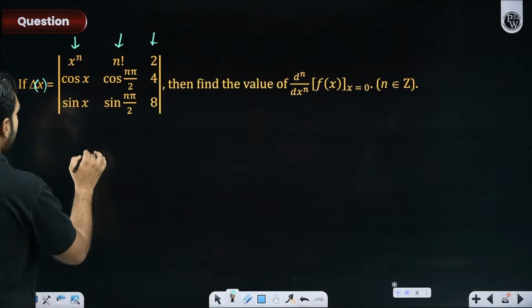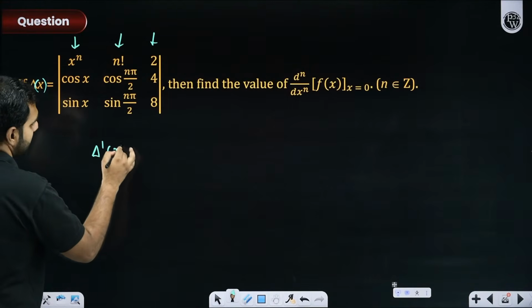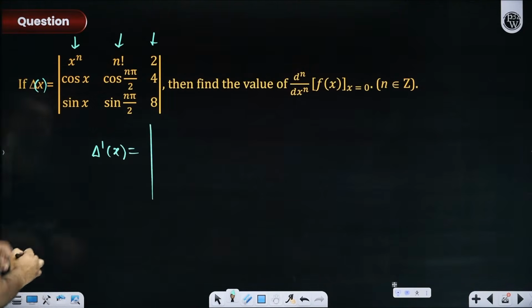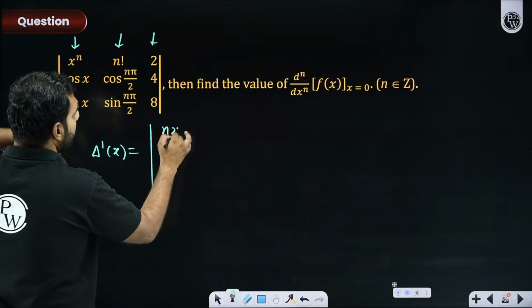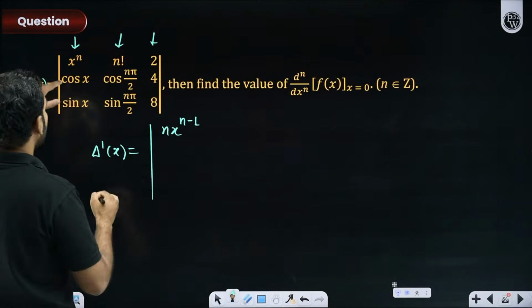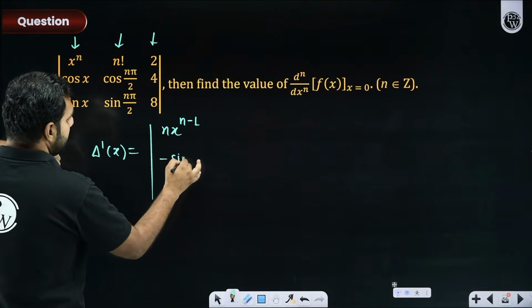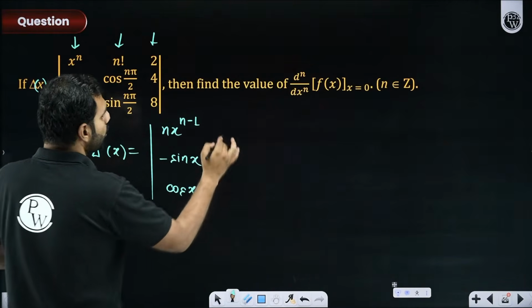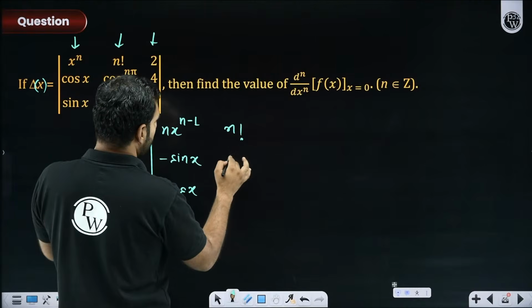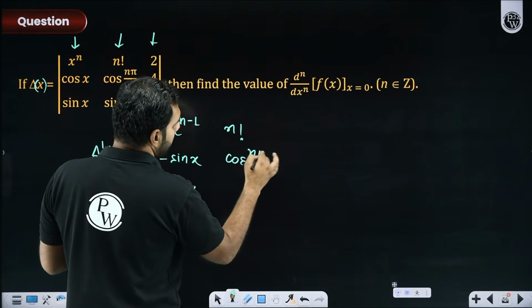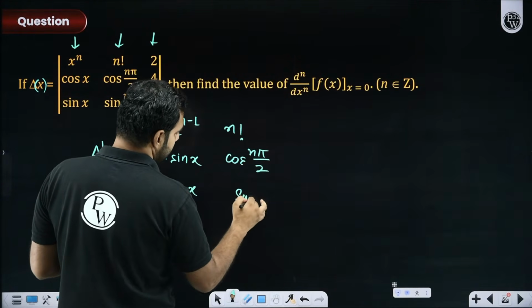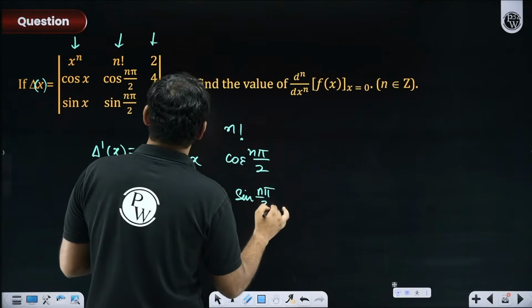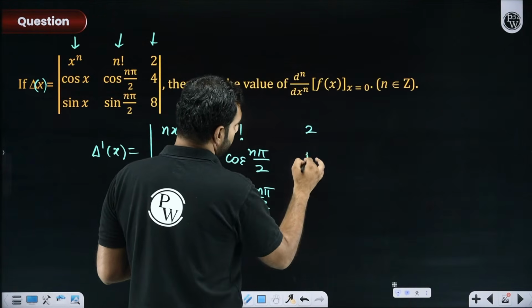So let's say I am finding delta dash x. So what will be delta dash x? First derivative: x to the power n will be n x to the power n minus 1. Cos x will be minus sin x and sin x will be cos x. The other two columns will remain as they are, n factorial cos n pi by 2 and sin n pi by 2. Then the third column 2, 4, 8.